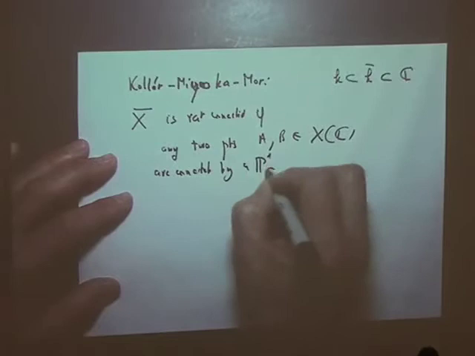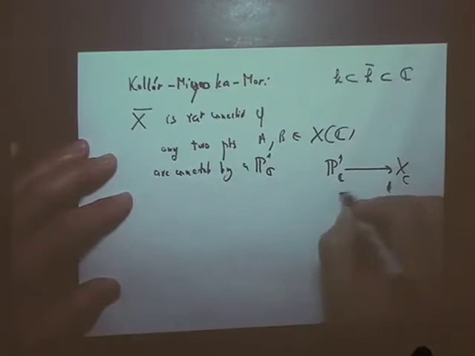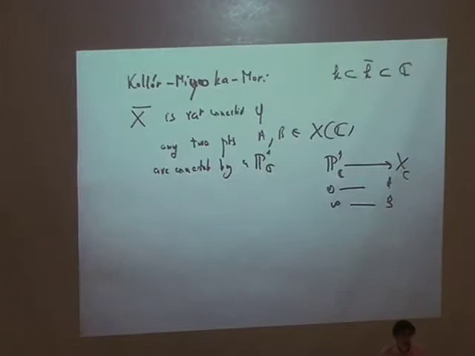That is, you have a map from P1C, a morphism from P1C to XC, so that your A is the image of one point here, let's say 0, and B is the image of one point here. So any two points can be connected by a P1. So that's definitely false for an Abelian variety, for instance. Okay? So that's a rationally connected variety.